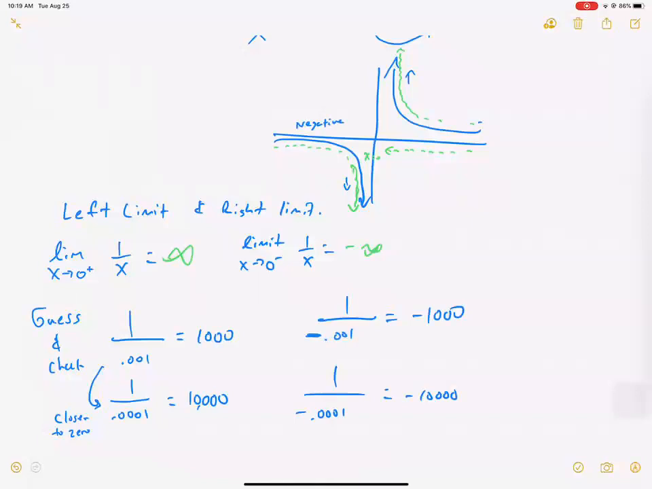So even if you don't know what the graph looks like, you can always plug in a number that's close, and it'll give you the trend if the value doesn't actually calculate. Again, if I had tried plugging in 1 over 0, this is undefined. And in actuality, the answer is infinity. Now, let's talk about why the answer is infinity.